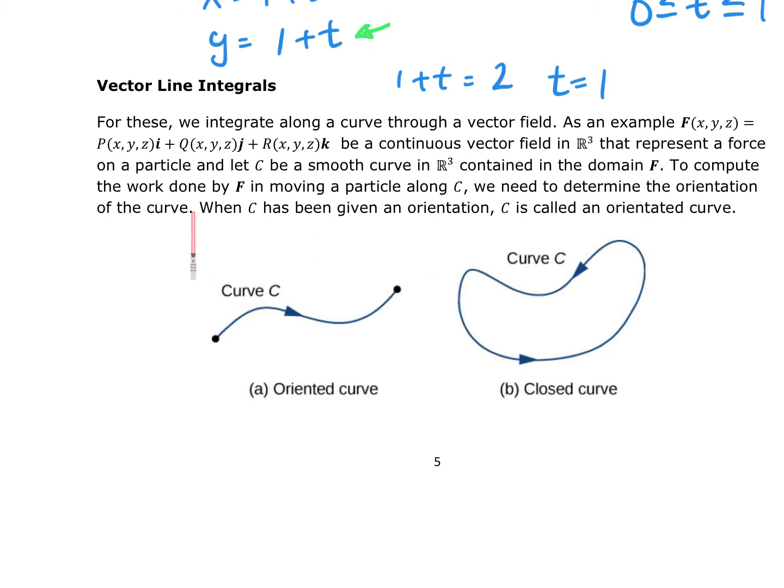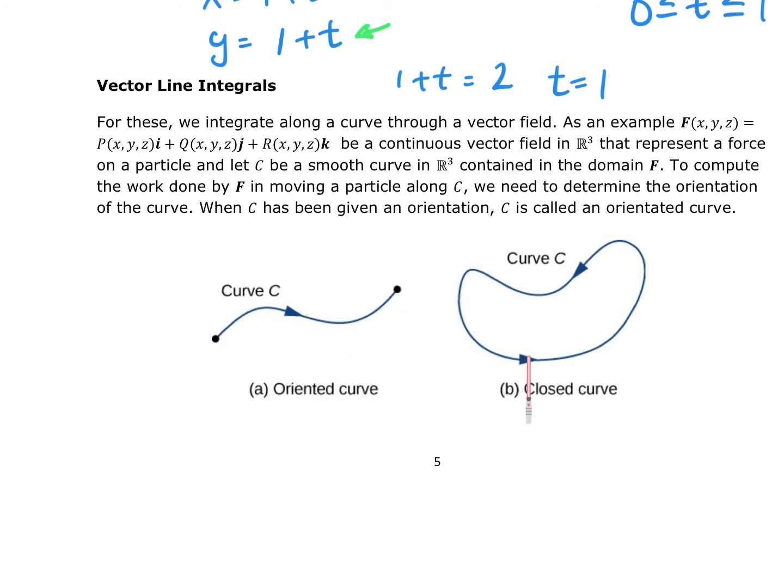To compute the work done by F moving a particle along the curve C, we need to determine the orientation. So now we really care about the orientation, how we go from one point to another. We didn't care about that with our scalar line integrals, but we do care about that in vector line integrals. So the way in which we move is going to be our orientation. So this is an oriented curve.